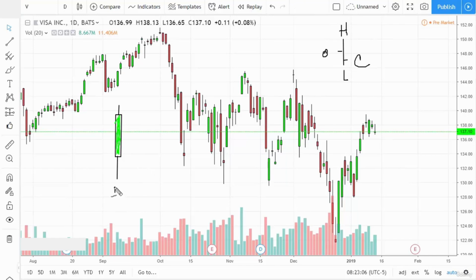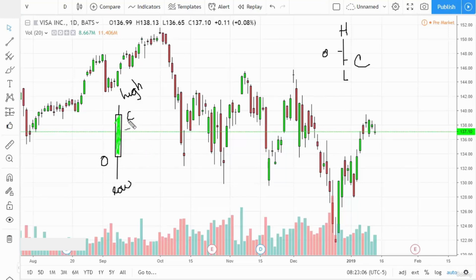We know that just like the bar chart, there's your low. It's the low of the session. This is the high. That doesn't change. But what does change is this is the body of the candle. And this is the range in which the market opened and closed. This is your open, and that's your close.